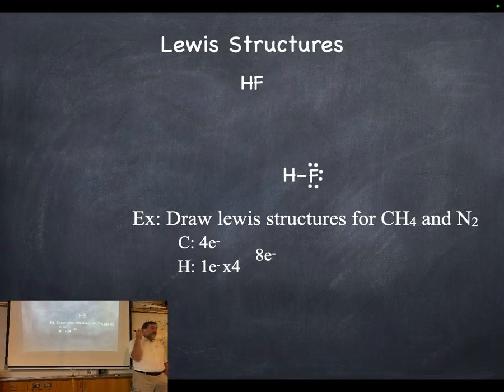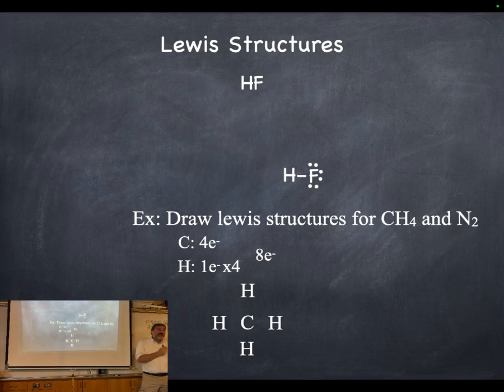Now, step 2, figure out what the central atom is. The first element listed that's not hydrogen, carbon. Write down carbon in the middle. How many hydrogens do I need to put around that carbon? All 4 of them. So 1, 2, 3, 4. Write that down.